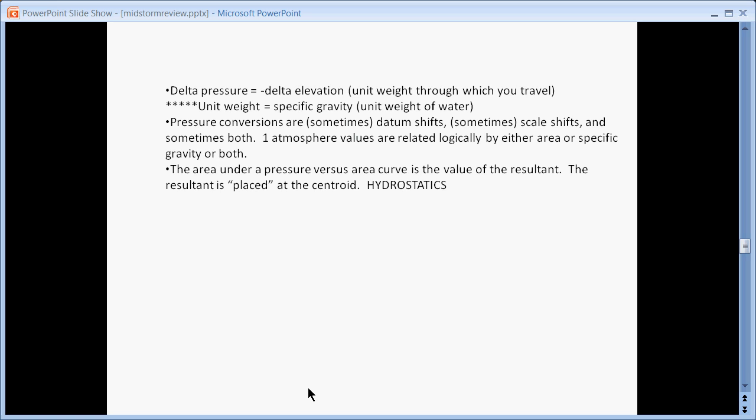Looking at hydrostatics, we will see this come back at us many times within structures, but we have to understand that the area under a pressure versus area curve is the value of the resultant, and the resultant is placed at the centroid. We can do that with mass prop, we can do that with any other set of tools provided by software, or we can do it by a weighted average of distance weighted to the area if you have a series of different shapes which you put together. Hydrostatics is your introduction to statics, which more or less is the application of Newton's laws to equilibrium.